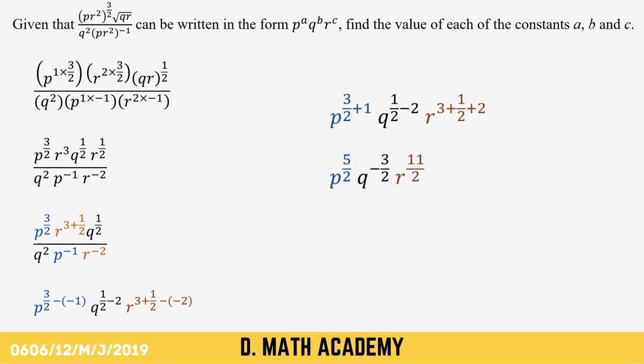Moving on to q, I have 1 over 2 at the numerator and I have 2 at the denominator. Shifting it up, we'll put a negative in the power. So I have q to the power of 1 over 2 minus 2. And the last part here, we have r. After arranging the variables at the top, I have r to the power of 3 plus 1 over 2 minus negative 2 because I brought up the results from the denominator to the numerator. So after the calculation, you will get your r as 11 over 2 and your q is negative 3 over 2. So that's your A, B, and C's value.